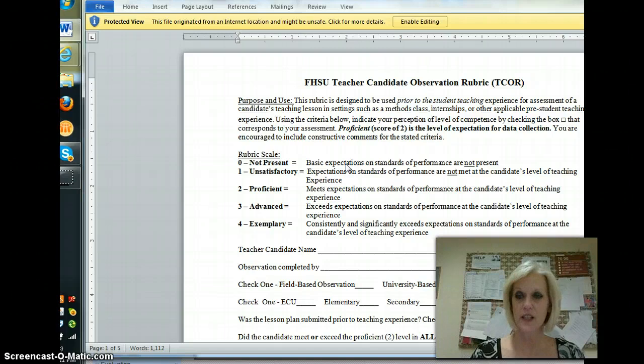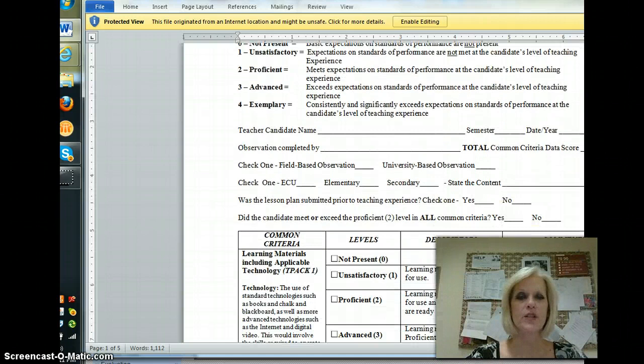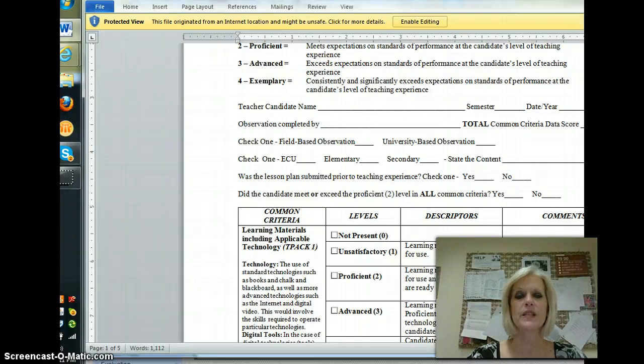Remember, at this internship, at this level, the expectation is that everyone will be at the proficient level at 2 or above. Proficient, advanced, or exemplary. You're going to make sure that the top part before you give it to your mentor teacher is filled out. You'll put your name, the semester, who's completing the observation. There are 36 possible points on this.